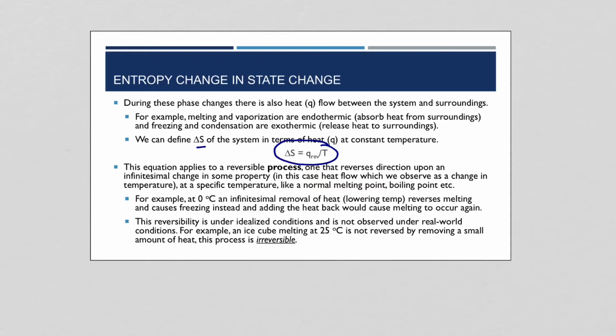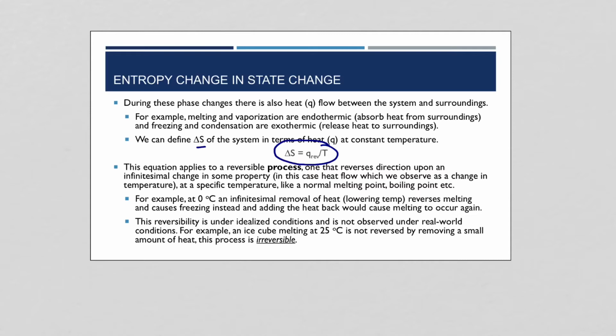So if we instead add heat back and we raise the temperature, we'll switch that freezing back to melting once the temperature rises above 0 degrees. Now, this reversibility is under ideal conditions, right? And is not observed in most real-world conditions.